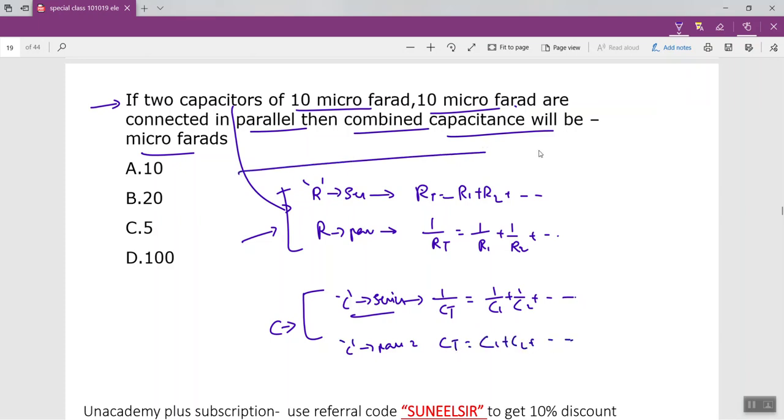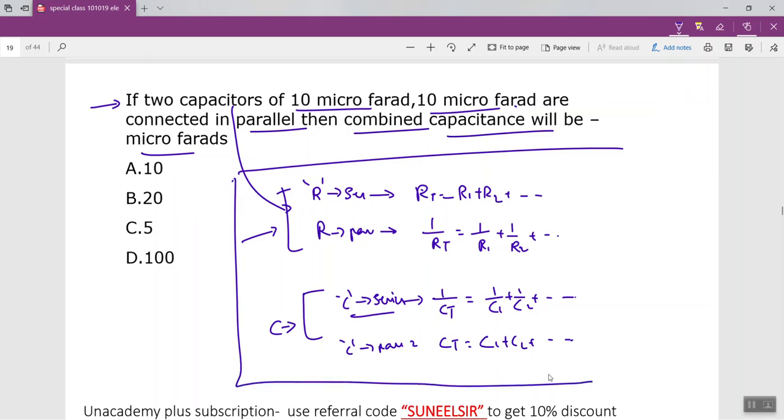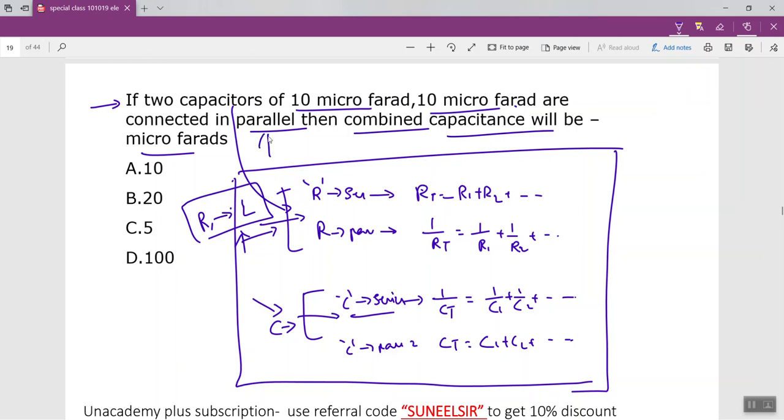That means the formulas are just opposite. For resistors and inductors, inductor is denoted by the letter L, the formulas are the same. But for capacitors, the formulas are different, opposite. Here they have given parallel, so we have to use this formula. Only two capacitors are given, that is 10 plus 10, which is equal to 20. So option B, 20. Okay.